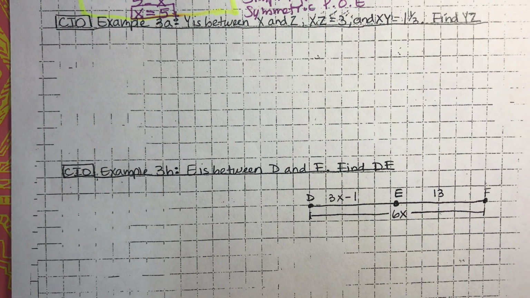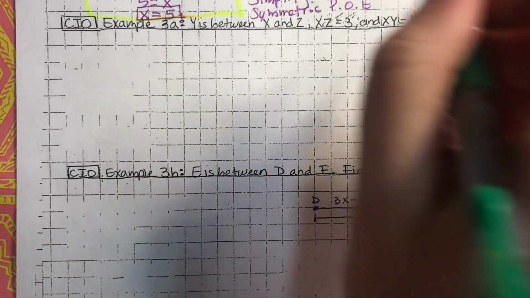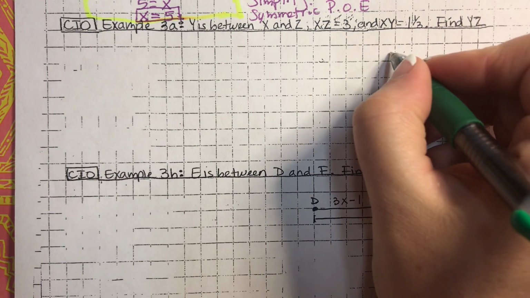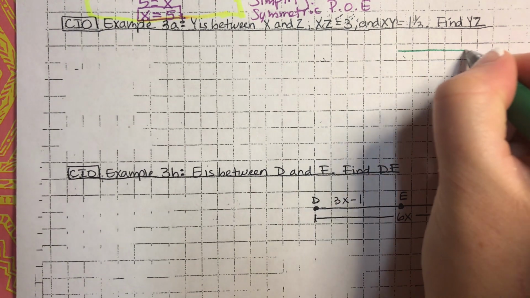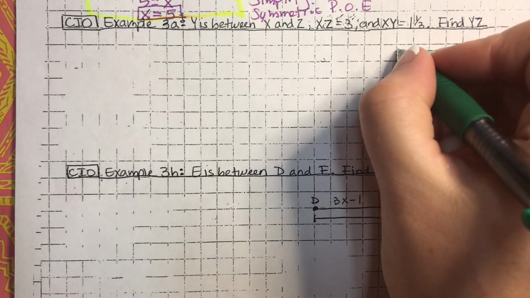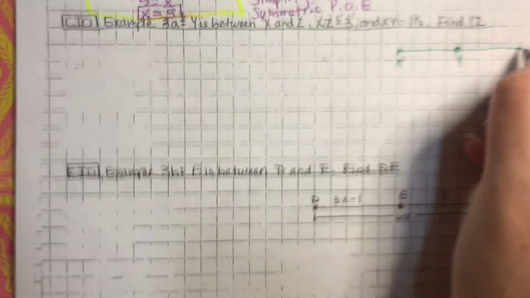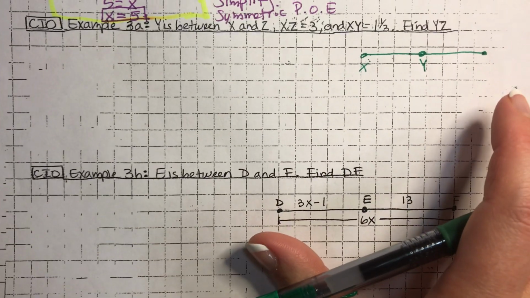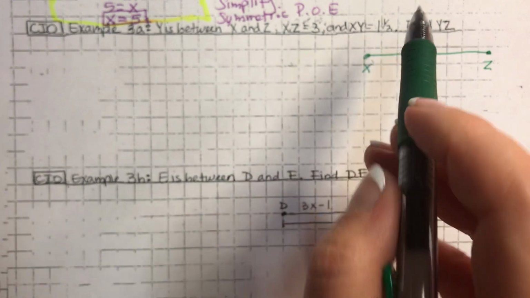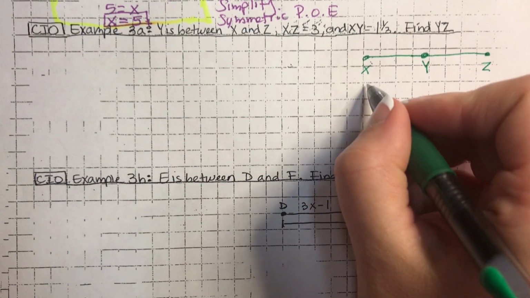All right, we are back. Let's go ahead and talk about example 3A. It states that y is between x and z. So I'm going to go ahead and just draw a little picture of that right over here. So y is between x and z. All right. It says xz is 3, so that's kind of the whole thing.